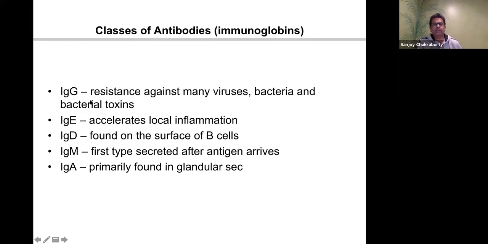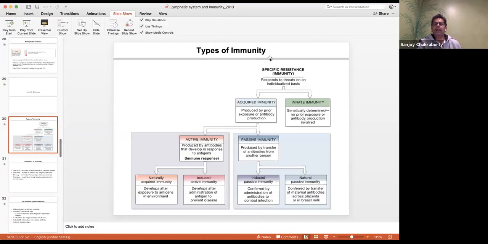So these are the 5 classes: IgG, IgE, IgD, IgM, and IgA. That is how the specific defense works with antibodies. In summary, the specific defense can go through T cell mediated, or cell mediated immunity, or humoral, antibody mediated immunity. In order to kill, we have to present the antigen. How do we do it? We use the 2 classes of MHC protein, class 1 and class 2.